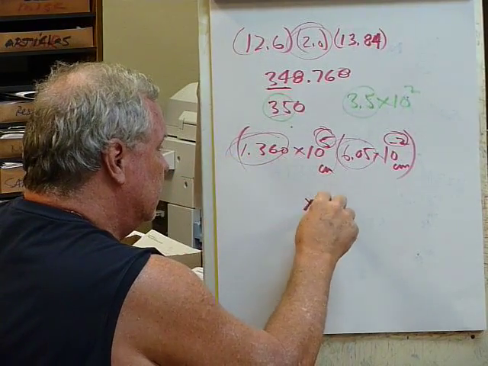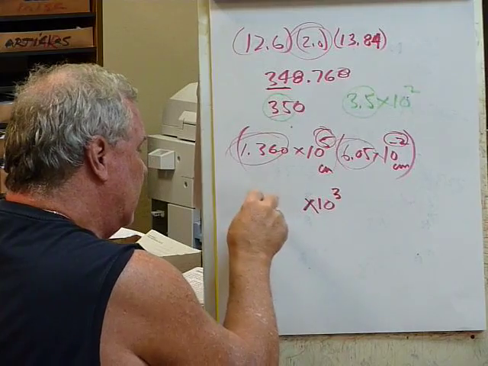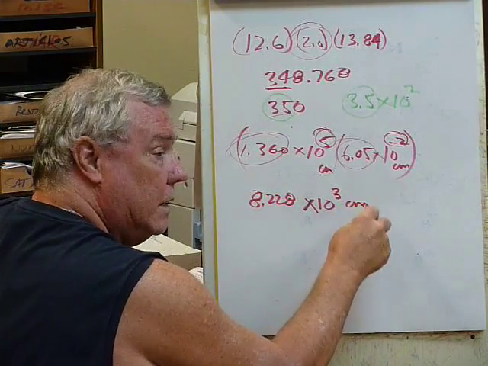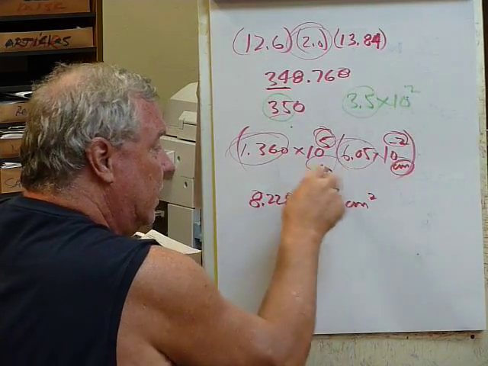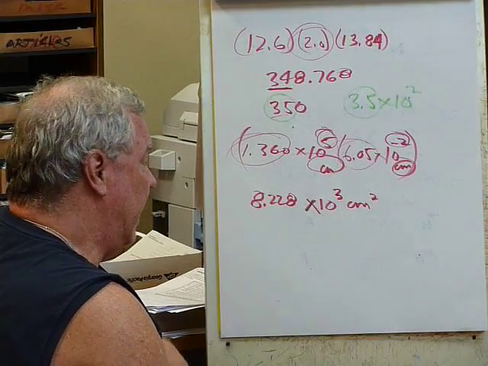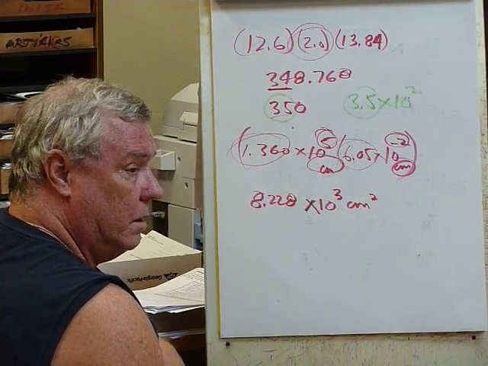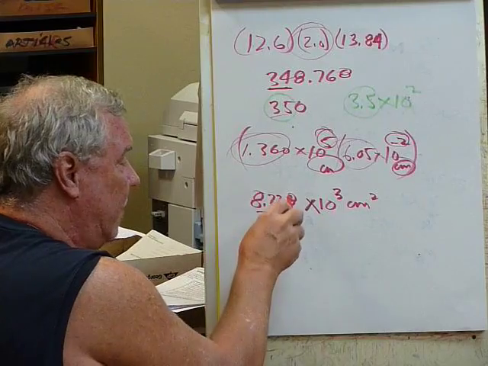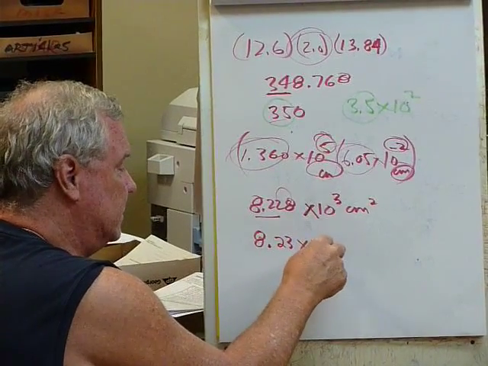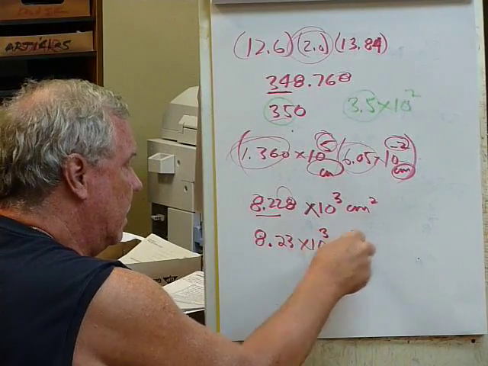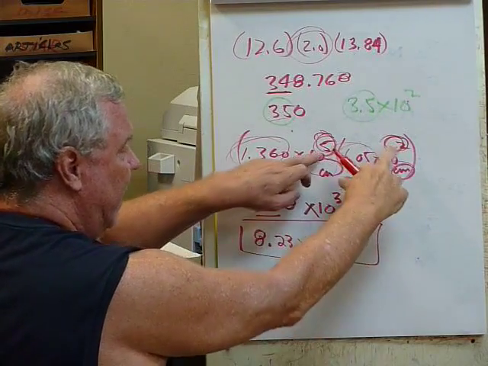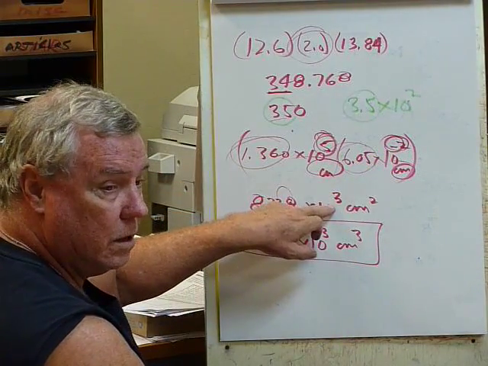Alright, 8.228 times 10 to the 3. Square centimeters. Don't forget to square the units because you're multiplying them. Now, how many sig figs do we really want? 3. So we round this to 8.23 times 10 to the 3. Do the 5 and the negative 2 exponents offset each other? They add. 5 minus 2 is 3.